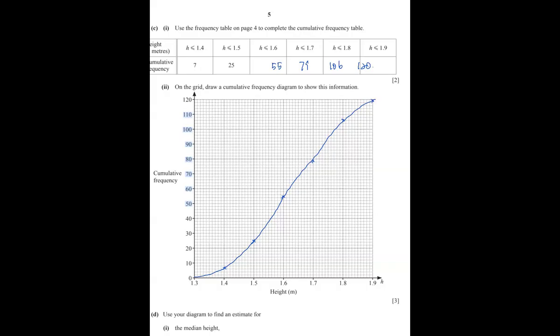All right. Use your diagram to find an estimate of the median height. Median is where half of your data points lie. You have 120 data points, so your median is at 60. So what you do here is you read it here, and you read it down. Again, the mark scheme accepts a range of answers. For me, this is 1.62. So your median is 1.62.